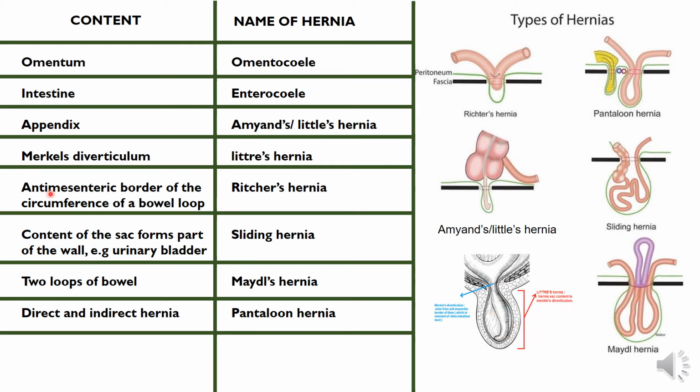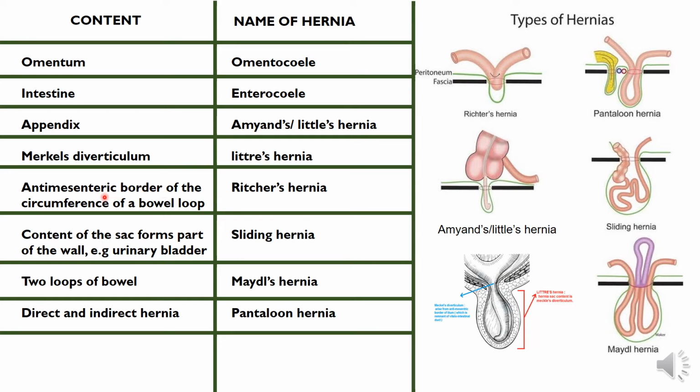Now when you have the anti-mesenteric border of the circumference of a bowel loop present, it is called Richter's hernia. Now you remember that a bowel loop has the mesenteric border where the mesentery attaches, and the anti-mesenteric border. So the part that is more likely to herniate is the anti-mesenteric border, because there is no mesentery holding on to it, unlike the mesenteric border of the bowel loop. So sometimes the whole circumference of the bowel loop may not herniate.